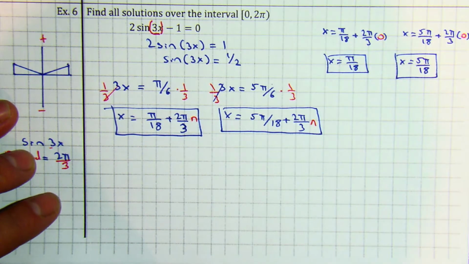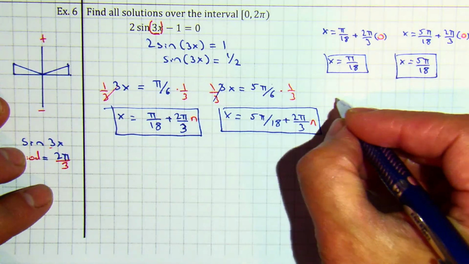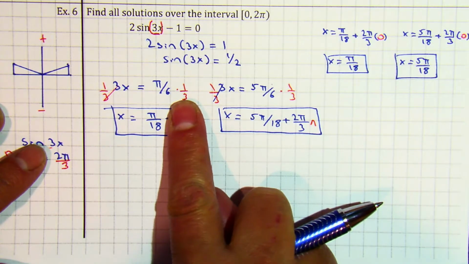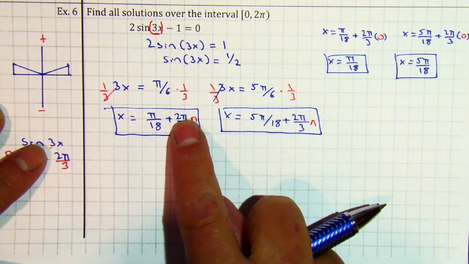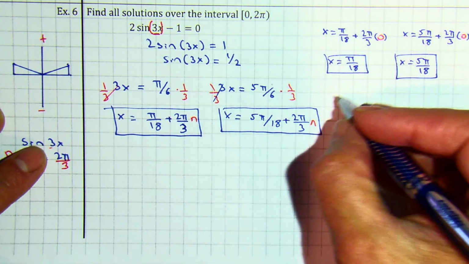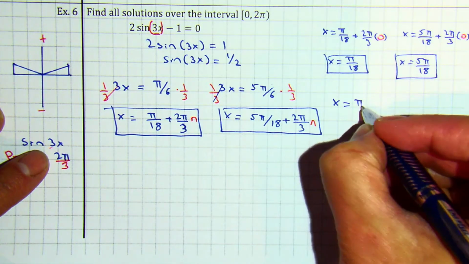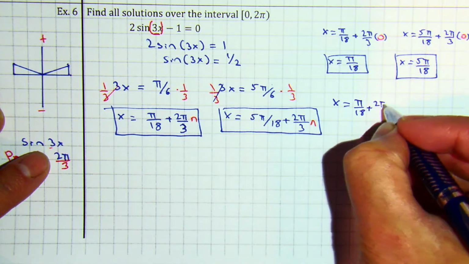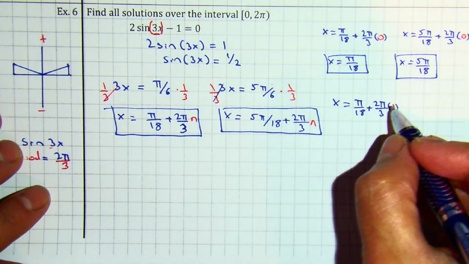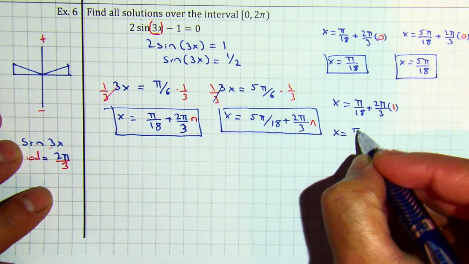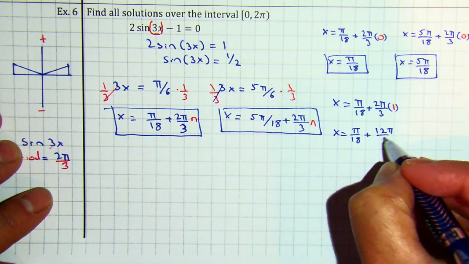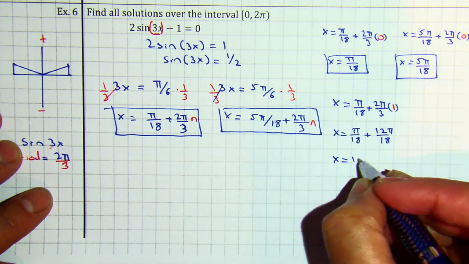Now I'm going to plug in 1. So what some people do, if they just need to find the solutions from 0 to 2 pi, they say, no, that's going to be 1. That's going to be the second one. I'm going to add 2 pi over 3, and then another 2 pi over 3, and so on. Or we can just go through the process. I'm going to have the same denominator, so multiply by 6. So x equal to pi over 18 plus 12 pi over 18. That gives me x equal to 13 pi over 18.